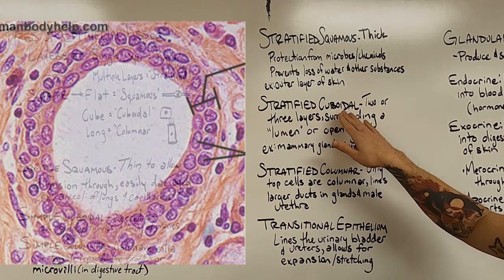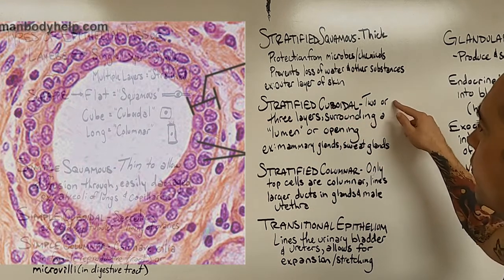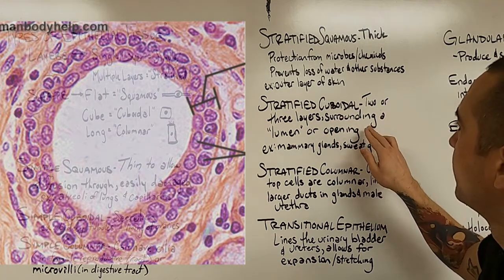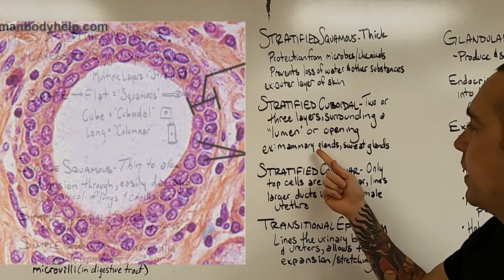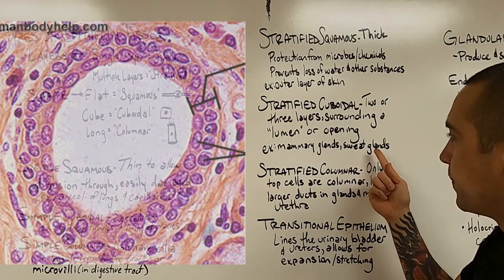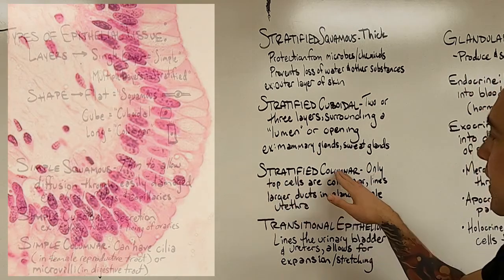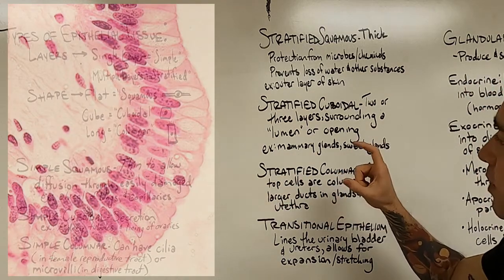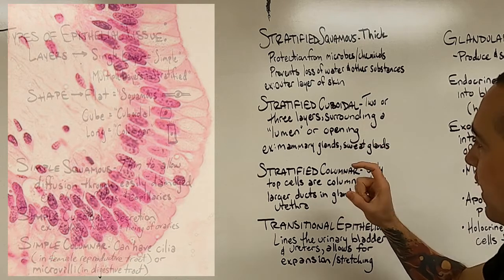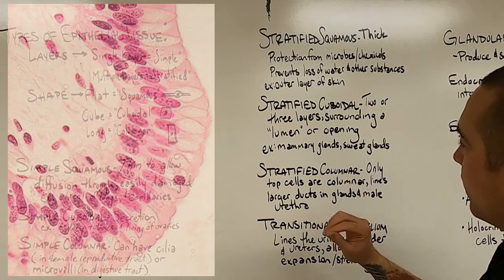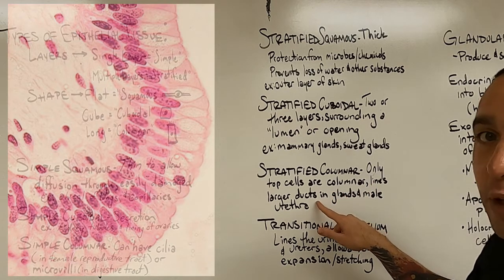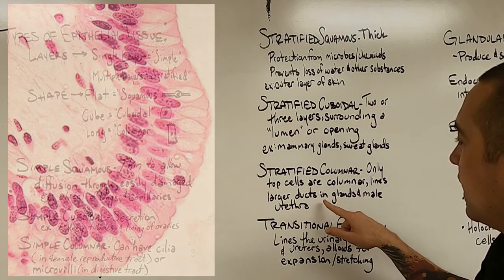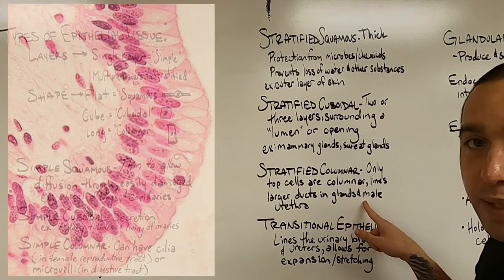Stratified cuboidal epithelium is only 2 or 3 layers of cube-shaped cells, and they surround a lumen or an opening. These can be found in the mammary glands and sweat glands. Stratified columnar, again, it's only the top layer of cells that are columnar. They would look cuboidal underneath. They would line larger ducts that need a little bit thicker protection, and they also line the male urethra.